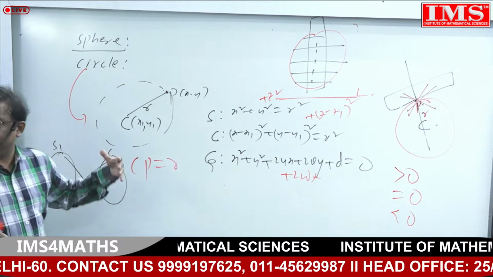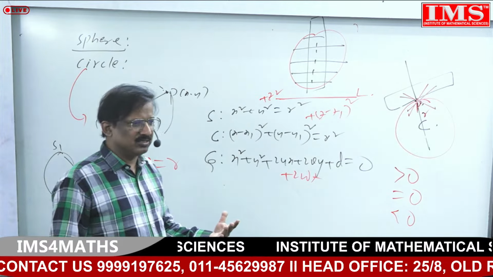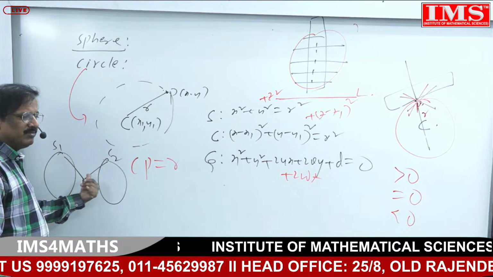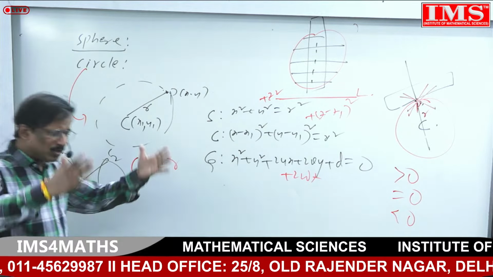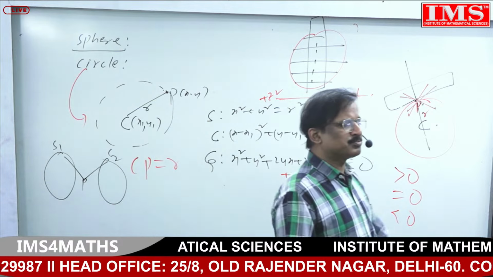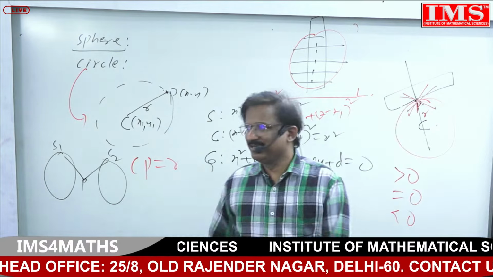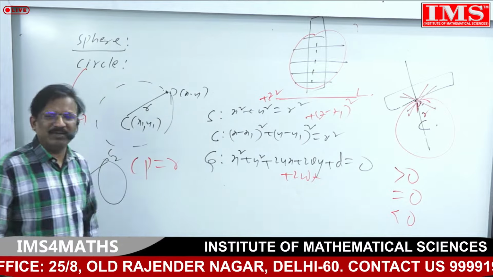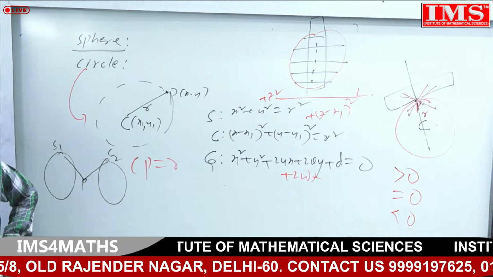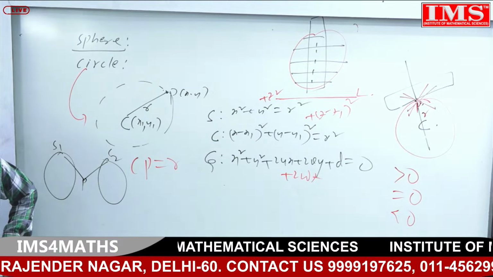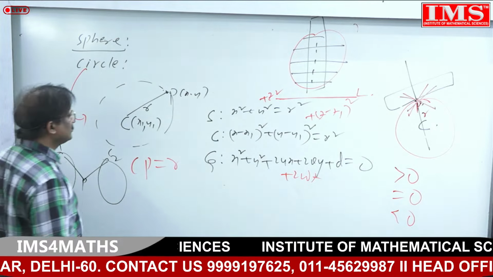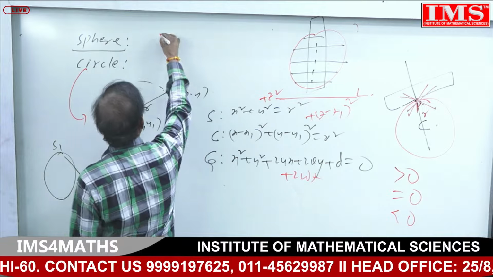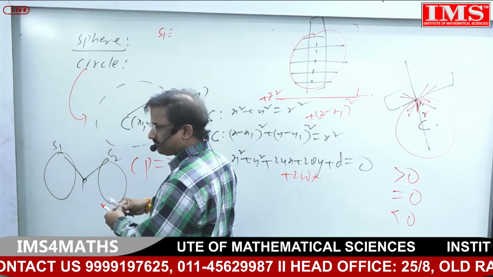If there are infinitely many points whose powers are the same with respect to both the spheres, the locus of all those points whose powers are the same with respect to the two spheres will be known as what? The radical plane. It will give us a plane, isn't it? Just as a sample of information, I can write one of the spheres.